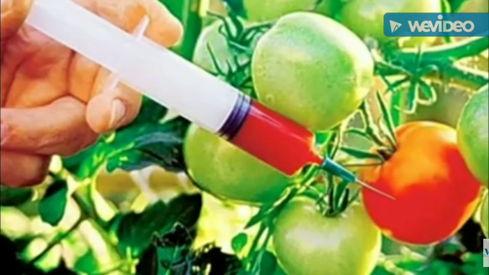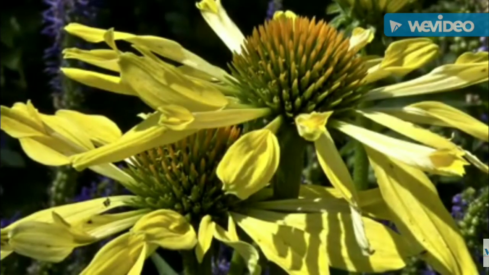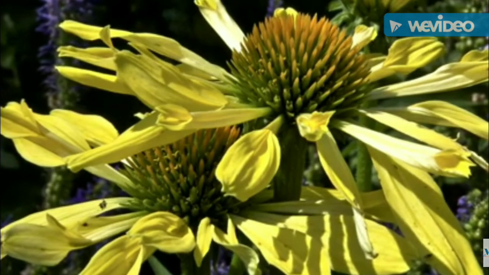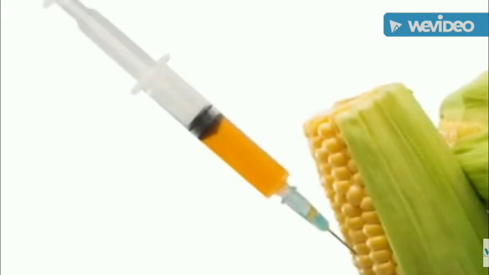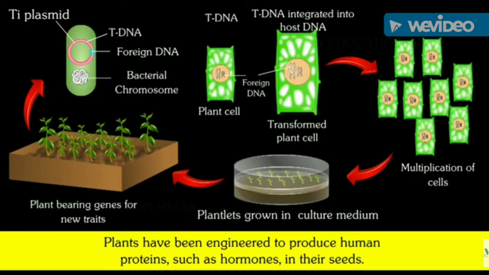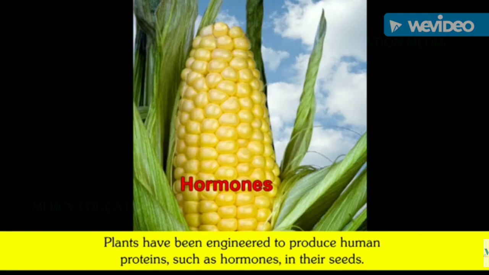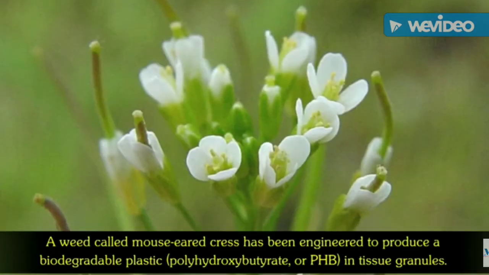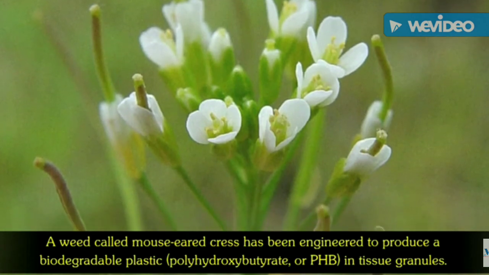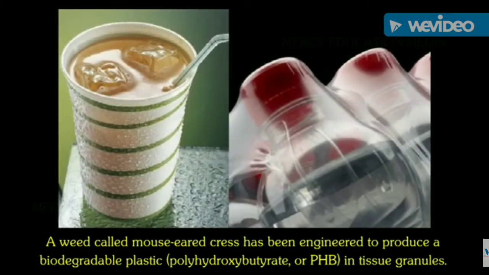In gene farming, the use of transgenic plants as bioreactors or factories for production of specialty chemicals and pharmaceuticals is being pursued by a number of firms. Plants have been engineered to produce human proteins such as hormones in their seeds. A weed called mouse-eared cress has been engineered to produce a biodegradable plastic, that is, polyhydroxybutyrate or PHB in tissue granules.